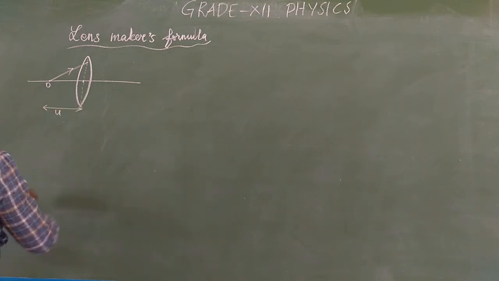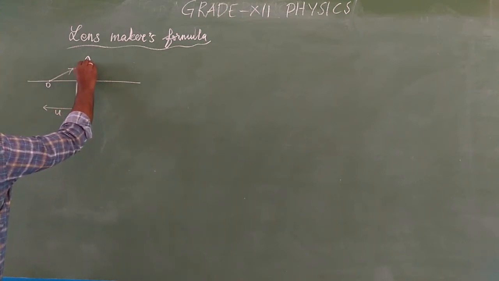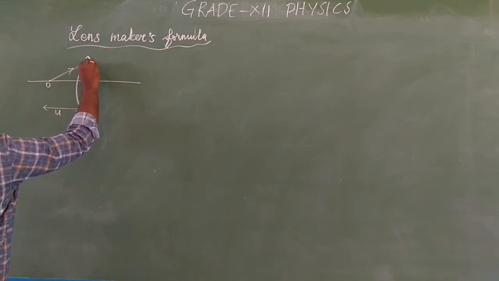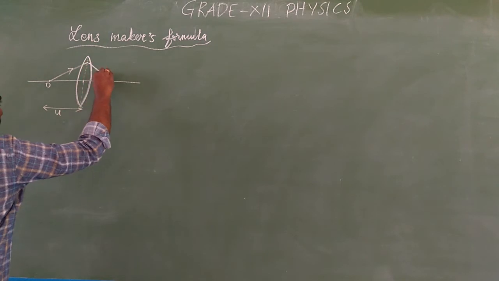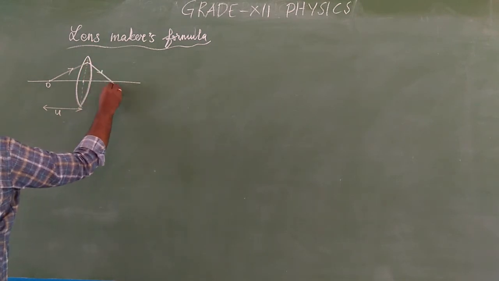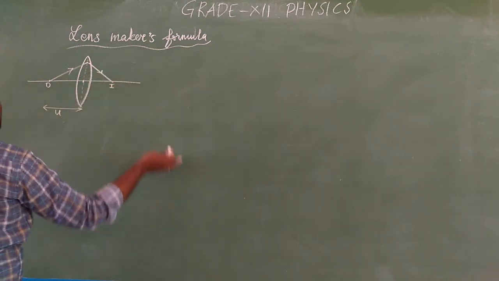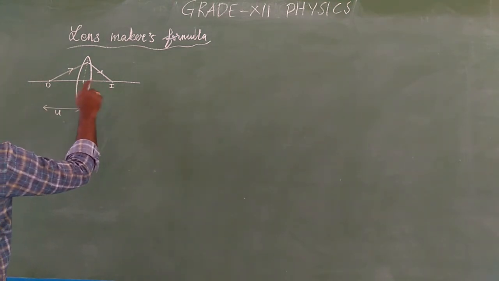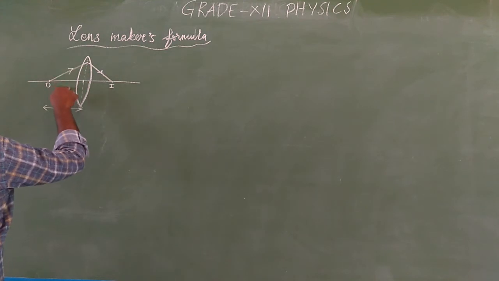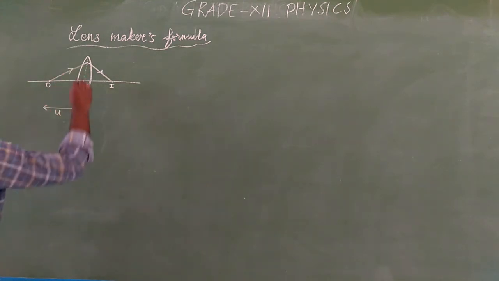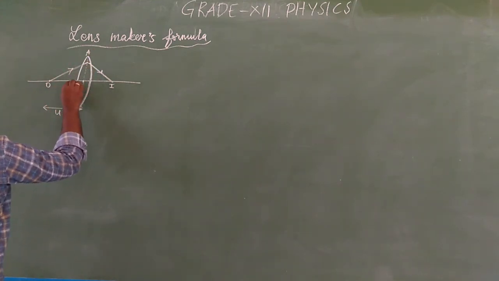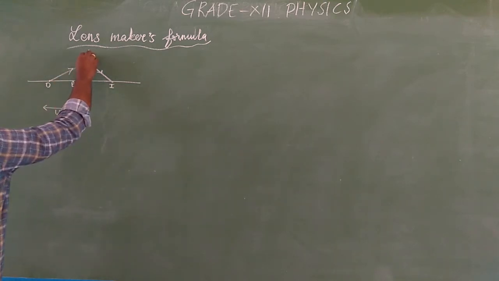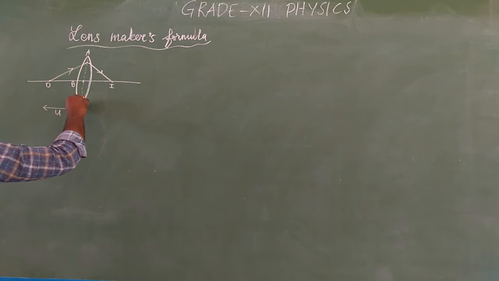From rarer to denser it bends towards the normal, and again from denser to rarer the ray bends away from the normal. So the real image is obtained at the right hand side of the lens. And this lens has two spherical surfaces. The first spherical surface is ABC.